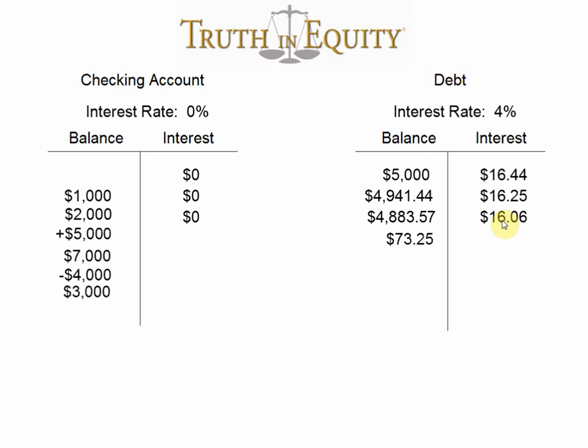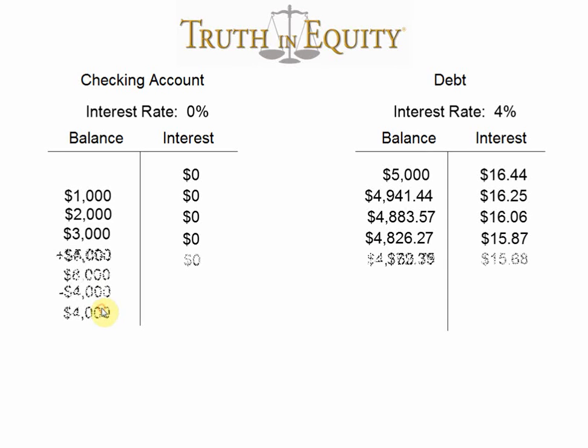Next month comes in. Payday, balance, pay $4,000 expenses, leaves us a $3,000 surplus in our checking account, and our new balance of $4,826 in the debt, maximum interest charge of almost $16. Let's look at one last payday. $8,000 balance after our $5,000, pay our bills. We've got a $4,000 balance in our checking account, and we owe $4,769 on the debt with our next month's interest charge at $15.68. So how'd we do over the 4 months?